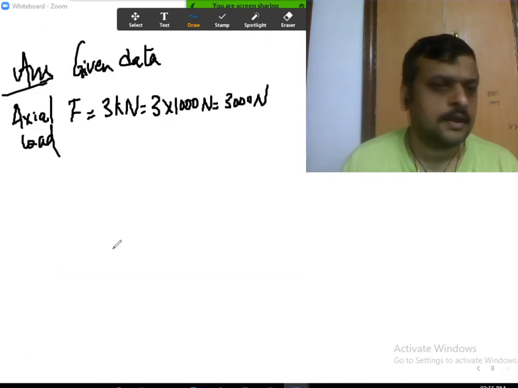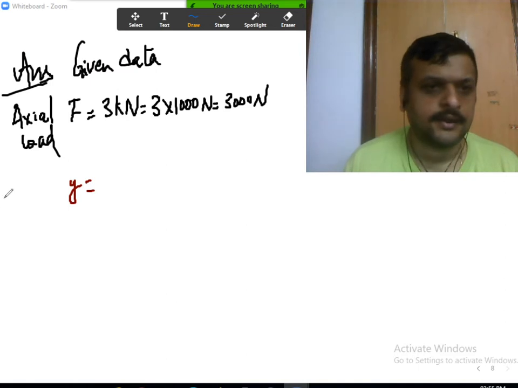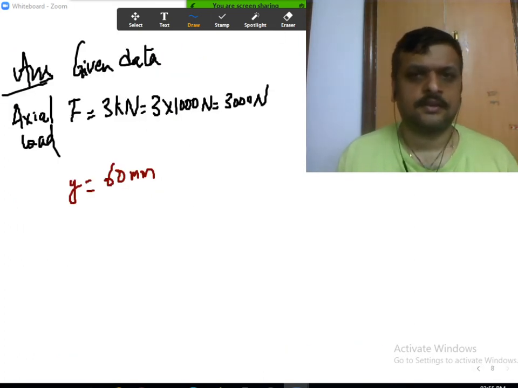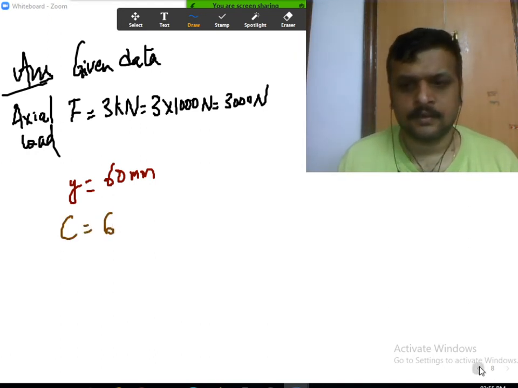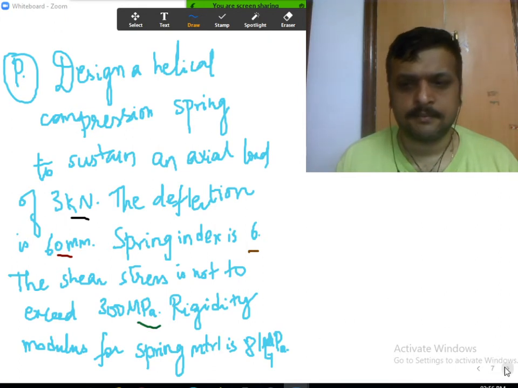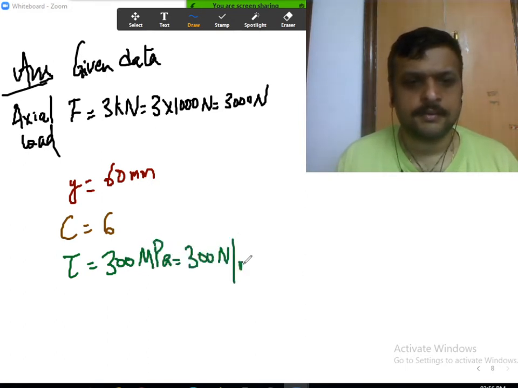Deflection y equals 60 mm, small y. Then we have spring index capital C equals 6. Then we have shear stress tau is not to exceed 300 MPa. 1 megapascal, you know that it is equal to 1 Newton per mm square.